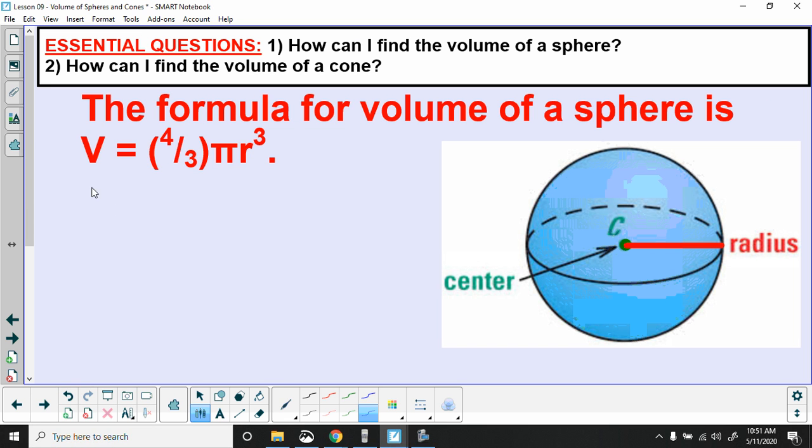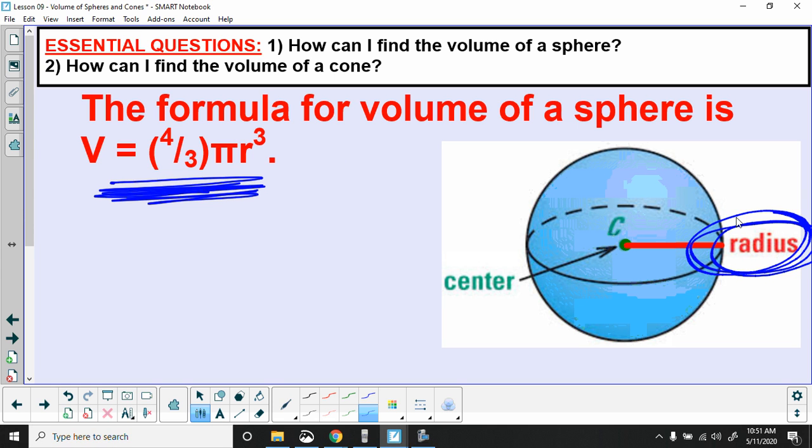Anyway, the volume formula is right here. For a sphere, it's 4/3 pi r cubed. So for this one, you care more about just the radius. Pause the video and write that down.